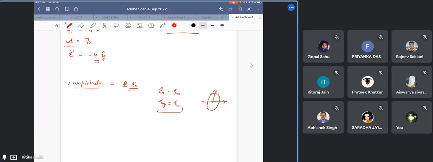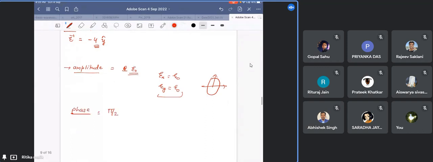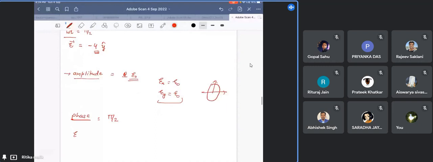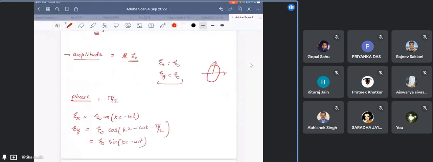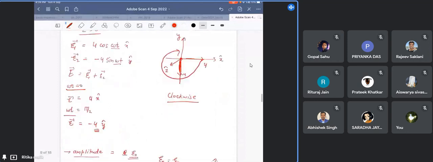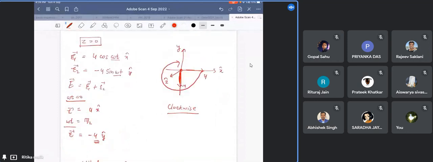And the second condition is that the phase between x and y has to be pi by 2. That is, if our Ex is E0 cos(kz minus omega t), then our Ey should be E0 cos(kz minus omega t minus pi by 2), which can also be written as E0 sine(kz minus omega t). So Ex and Ey are supposed to have a phase difference of pi by 2, only then does circular polarization exist.